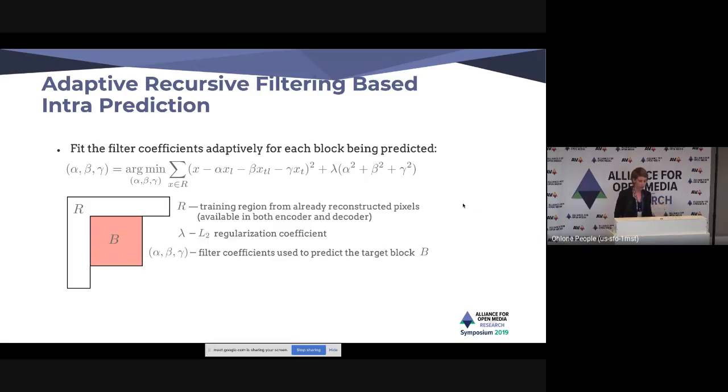For each block, we'll use some training region, which isn't strictly 1x1. This could be, say, like 4x4 in depth. And we use this training region to solve this optimization problem and learn the filter coefficients for each block.